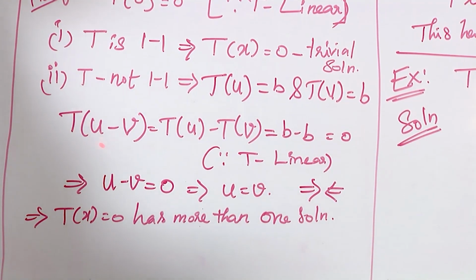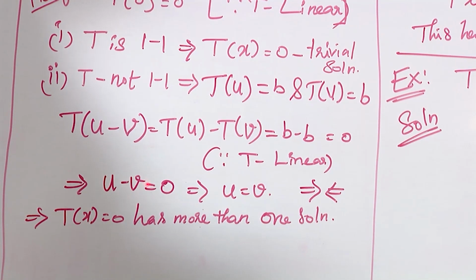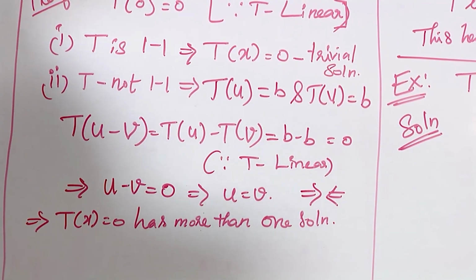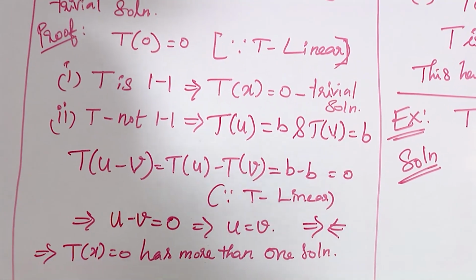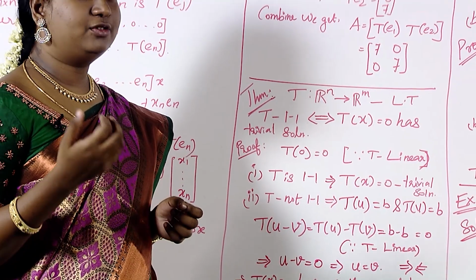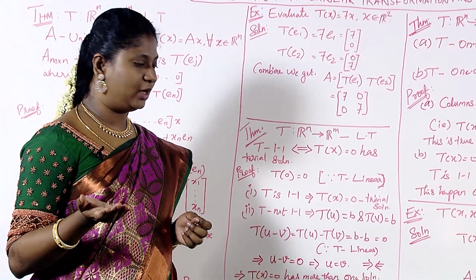Now, here this happens only if u minus v is equal to 0, and we get u equal to v. But in the starting we assumed u is not equal to v, because T is not one-to-one, so we will be able to find two different vectors u and v such that T of u is equal to b and T of v is equal to b.